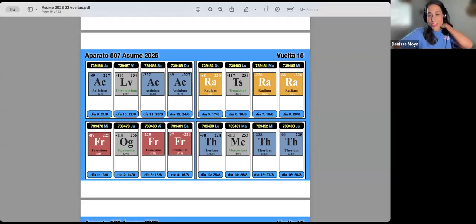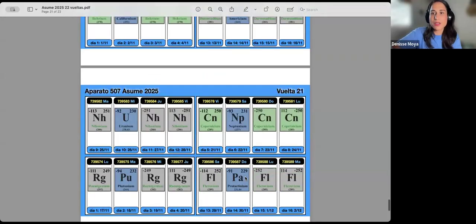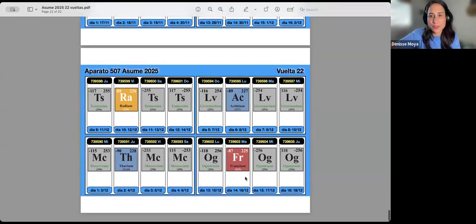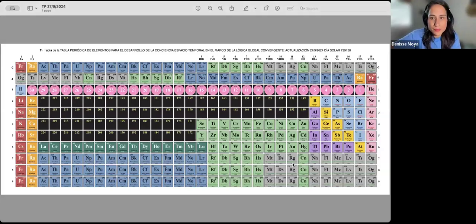Okay. So that is basically what we're going to do all the way until lap 22. And the last space of lap 22 will be Oganesson of line 9. Why? Because we end right here. See? Right here.